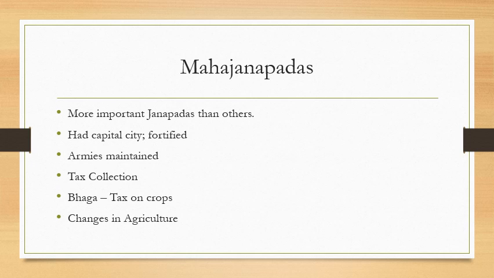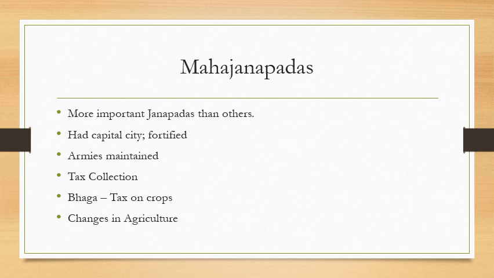Regular tax collection started, unlike in the case of the Raja of the Janapada, who was dependent upon the occasional gifts brought by people. Taxes on crops were the most important feature of these Mahajanapadas since most people were farmers. For example, Bhaga was introduced, which was a tax valued at one-sixth of the crop produced. Craftspersons were taxed in the form of labor, herders were taxed in the form of animals and animal produce, and hunters and gatherers were taxed in the form of forest produce.